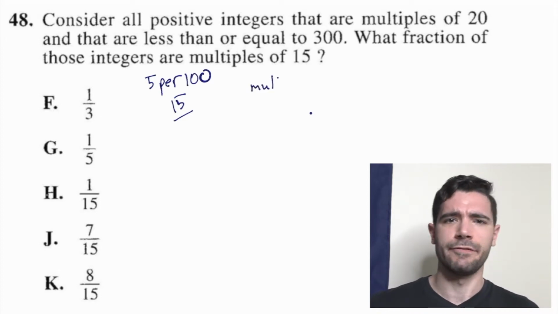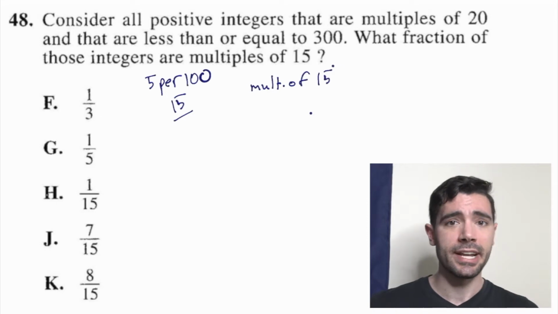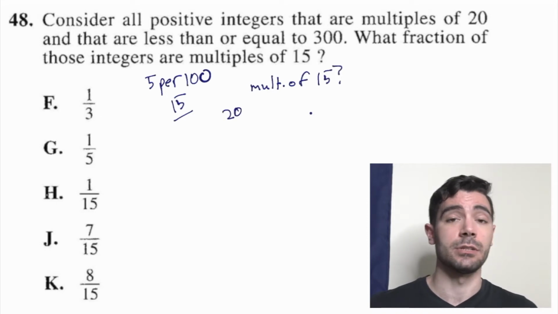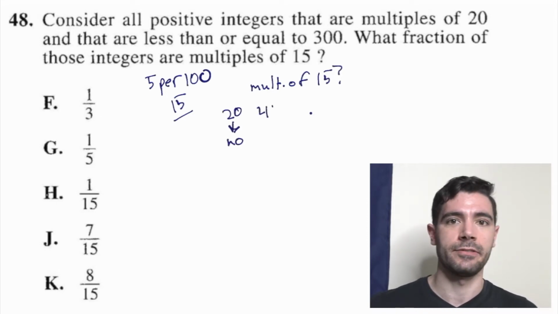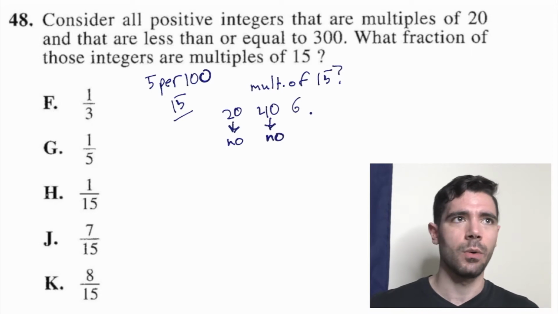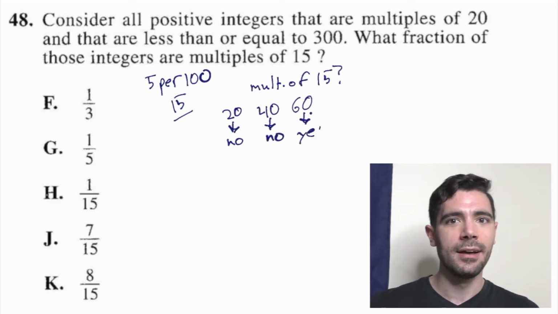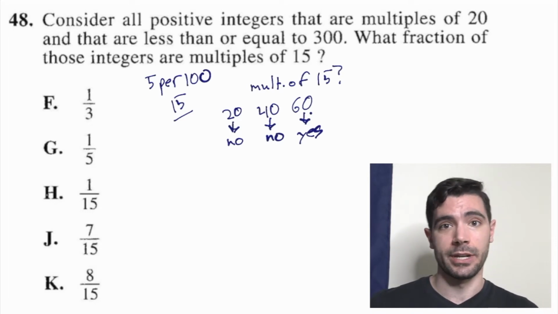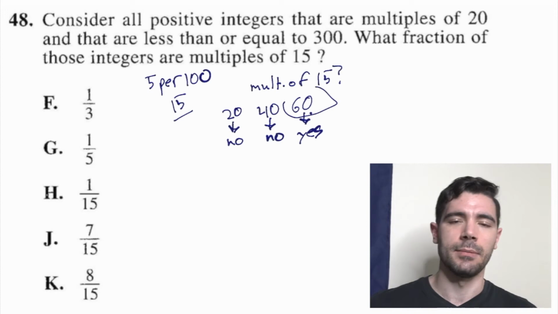Well, 20 isn't, and 40 isn't, but 60 is, right? And you can check in your calculator. 20 not divisible by 15, 40 not divisible by 15, but 60 is. 80, no. 100, no. 120, yeah. And that makes sense, because 120 is a multiple of 60. And in fact, the lowest common multiple of 20 and 15 is 60. It's another way of thinking about the question.